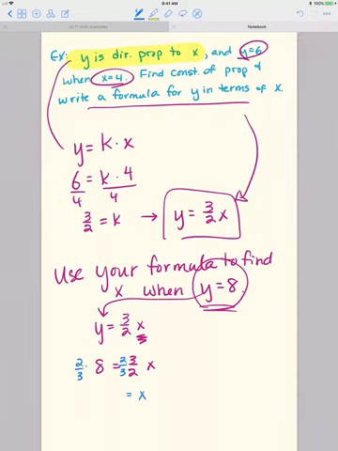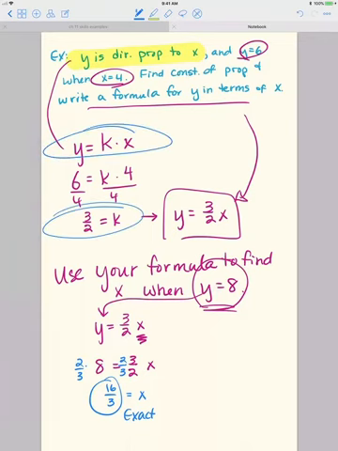And you get that x is 16/3, which will be a repeating decimal, so this is an exact answer. It doesn't simplify, 16/3. So again, directly proportional: find the equation, find the constant, give your equation with the constant filled in, and then you may have to use your formula to find values that relate to it.